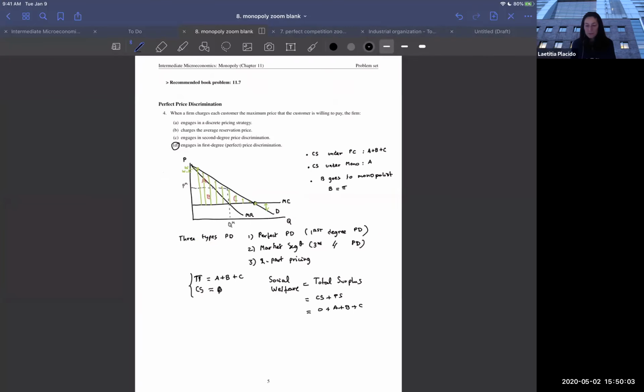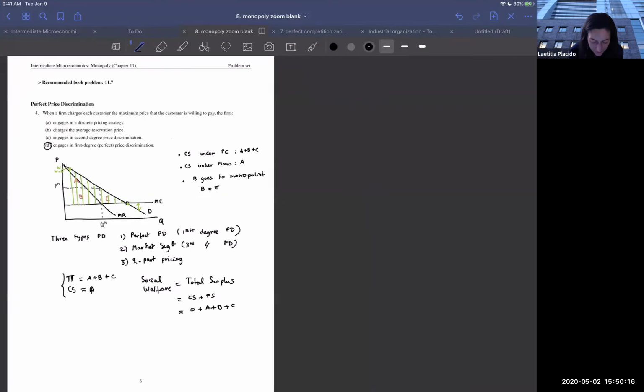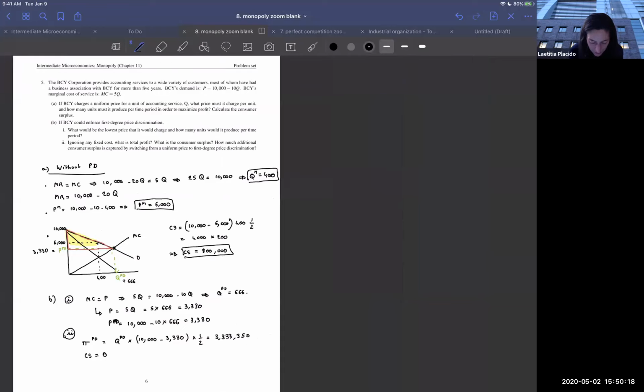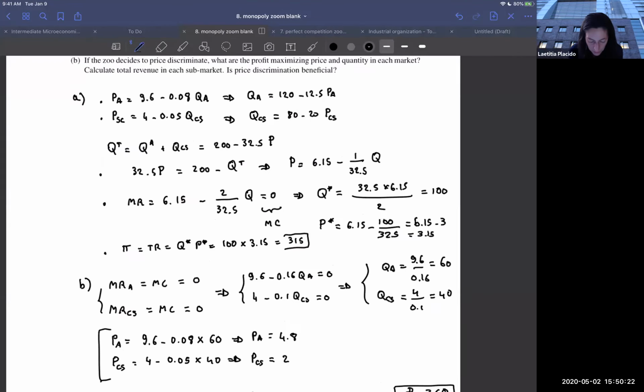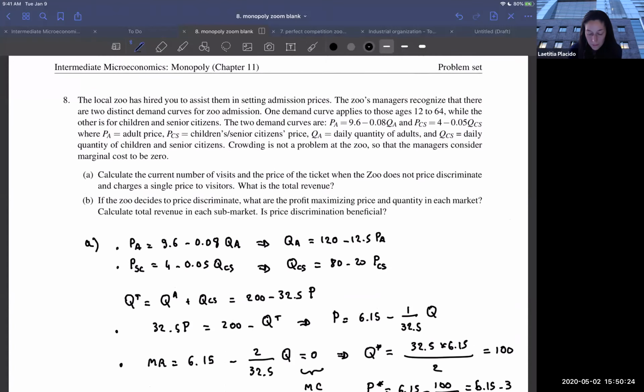Do you have other questions? Yes. So you may have this kind of problem. Okay, so what will I do? Well, I will change the equation of the demand curve, I will change the marginal cost, and I will ask basically almost the same question.